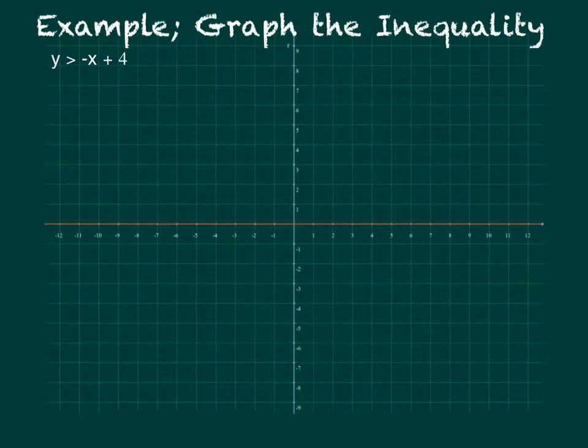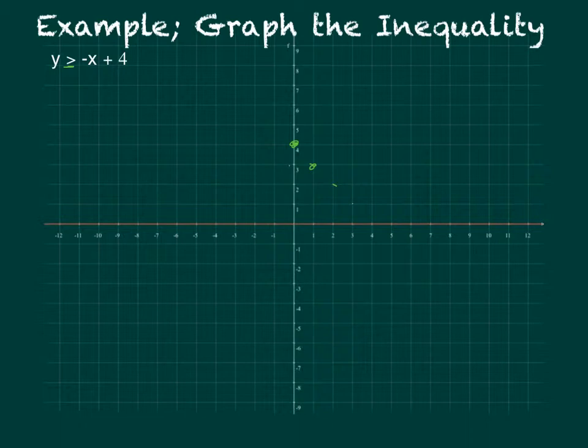Let's actually graph a problem here. Let's do y is greater than or equal to, so go ahead and put an or equal to there, negative x plus 4. So I'm going to graph the line negative x plus 4. I'm going to cross at positive 4 because this is just in slope-intercept form already. And then we're going to go down 1 over 1, down 1 over 1, down 1 over 1.